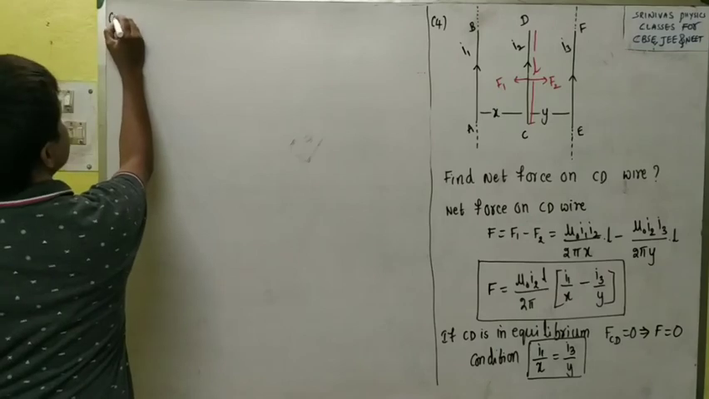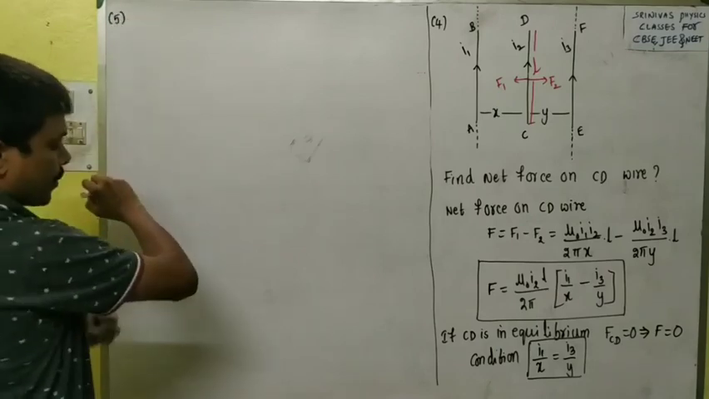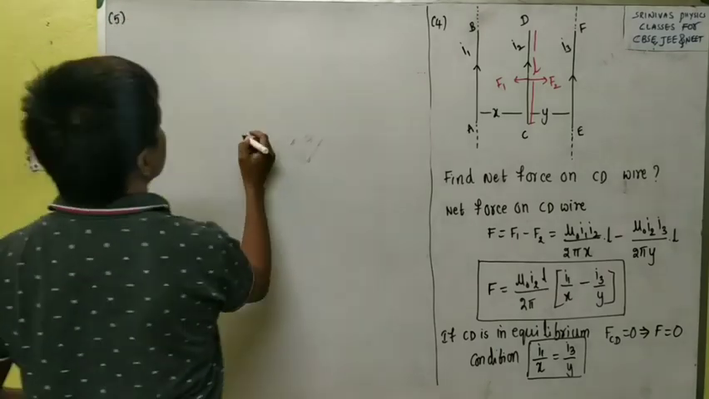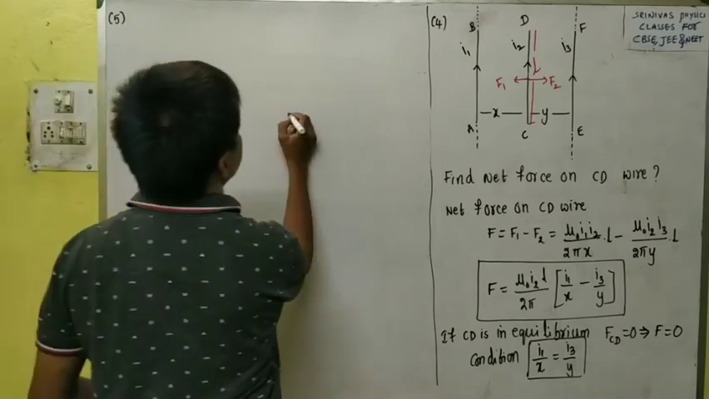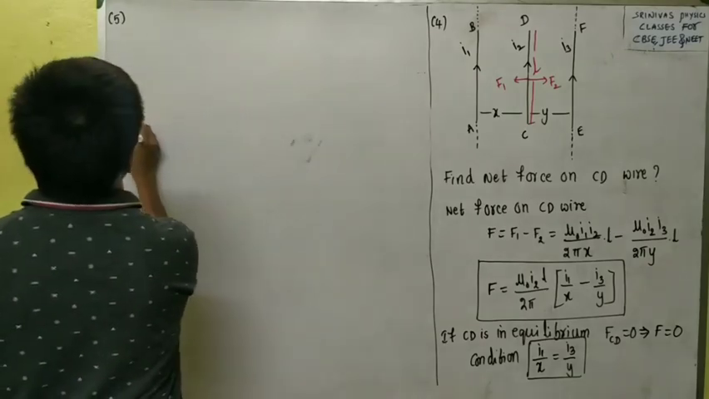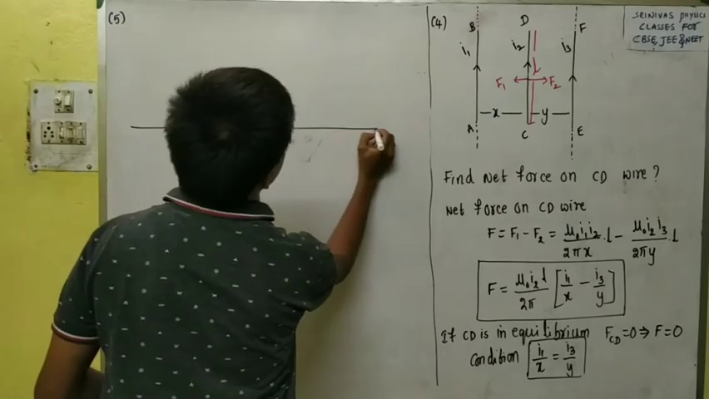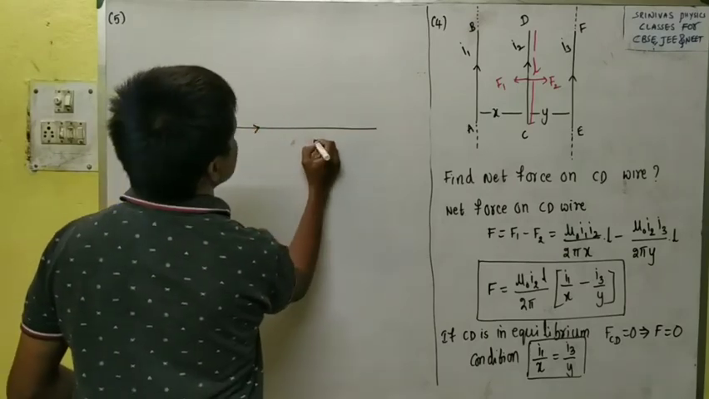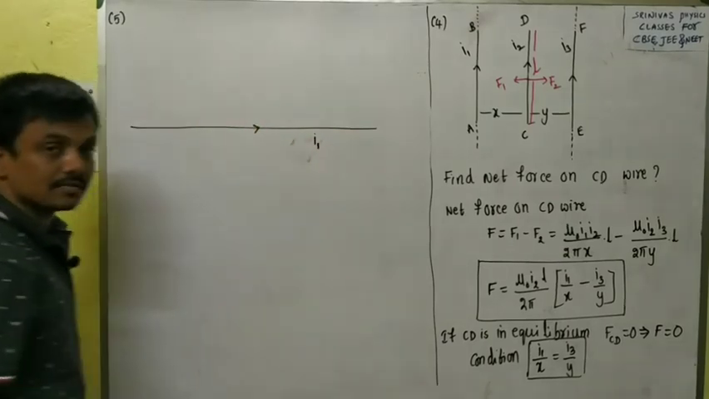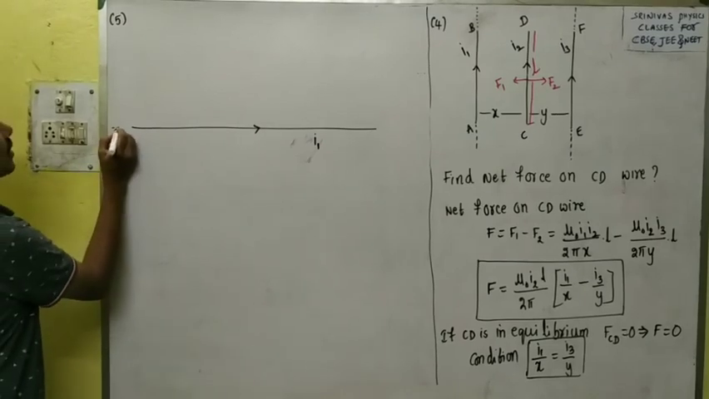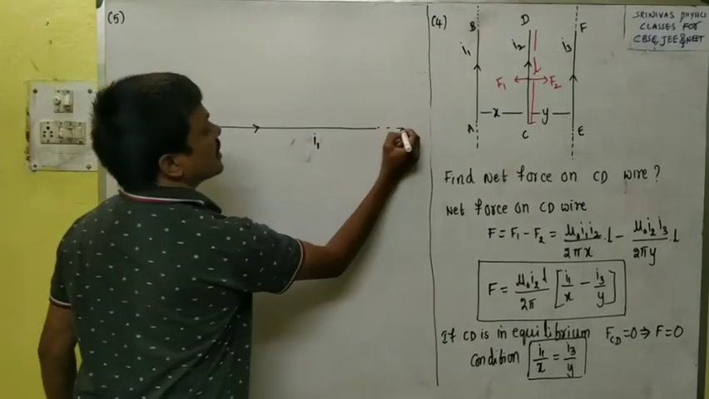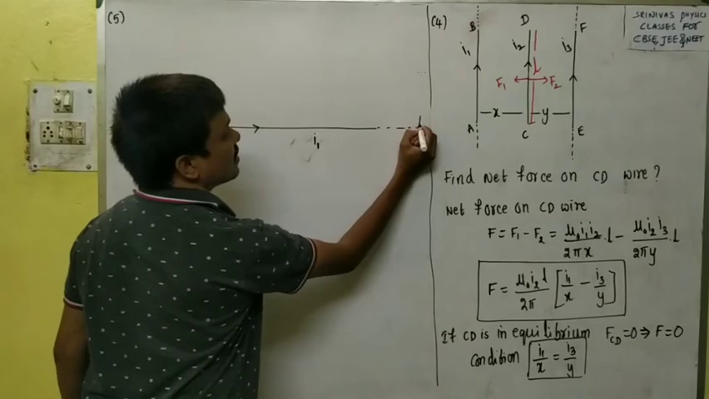Fifth application is that there is a current carrying wire. Look here, like this. Some current I1 is flowing through this infinite straight wire, which is fixed somewhere.